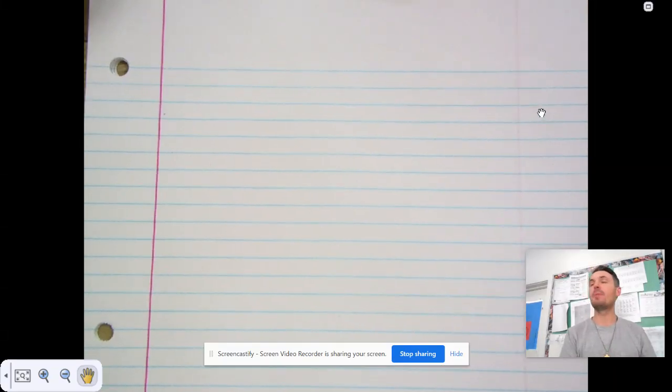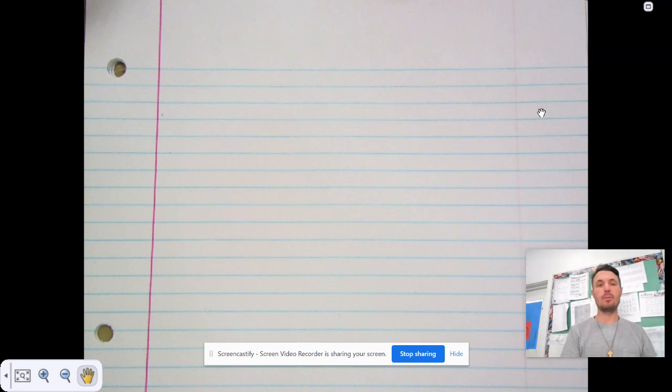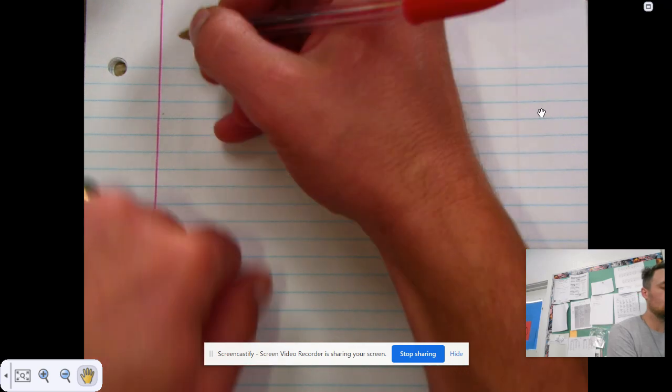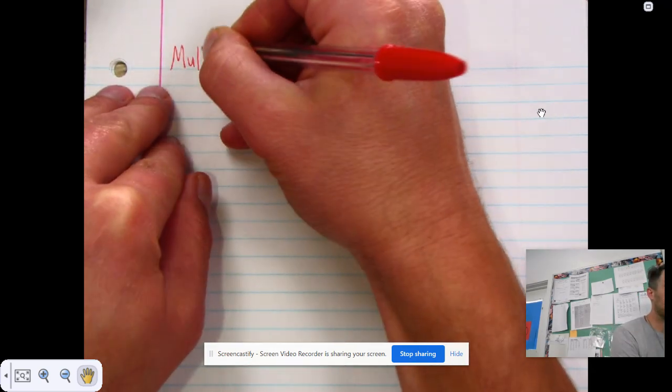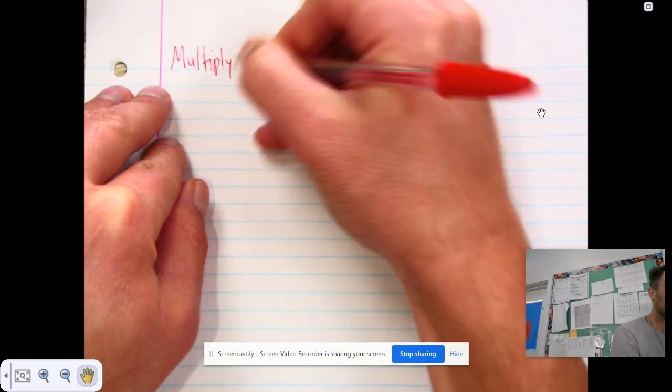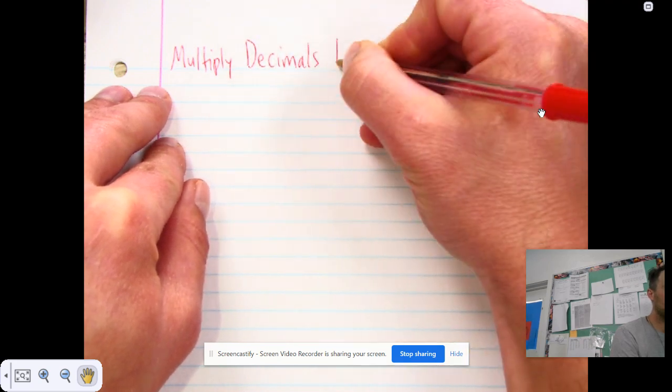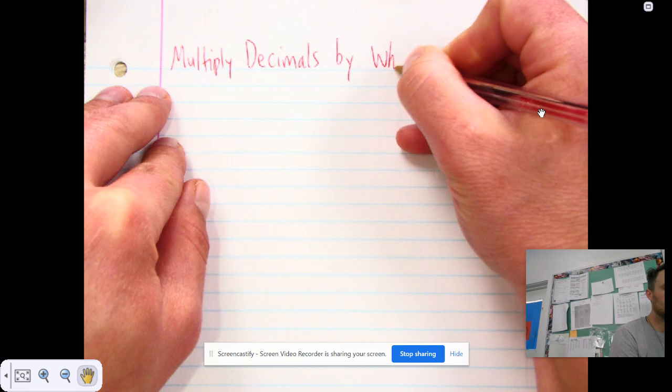Go ahead and open up your math notebook to the next available page. And at the top of that page, write the title of today's lesson, which is Multiply Decimals by Whole Numbers.